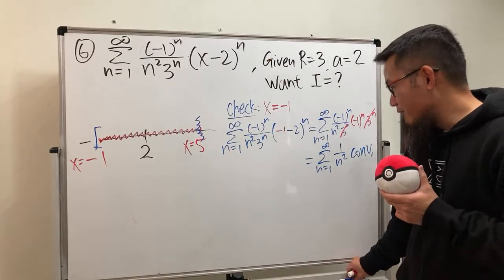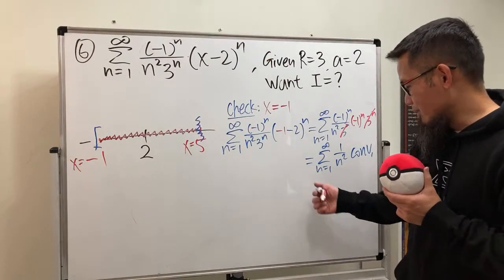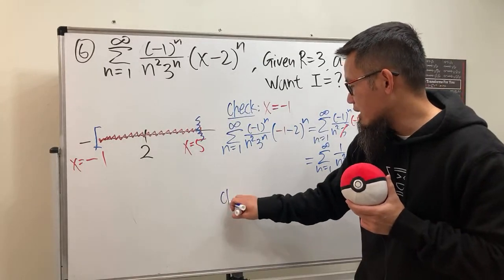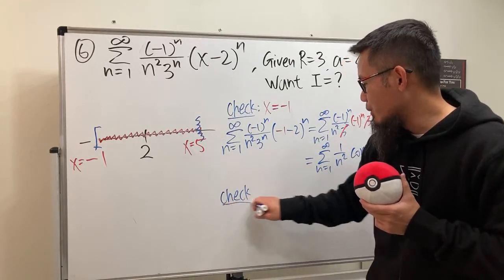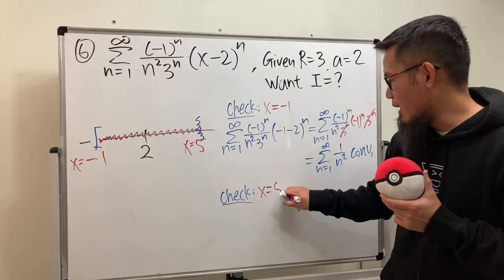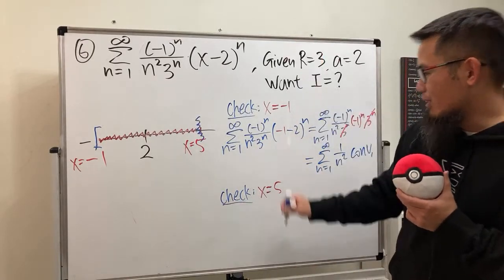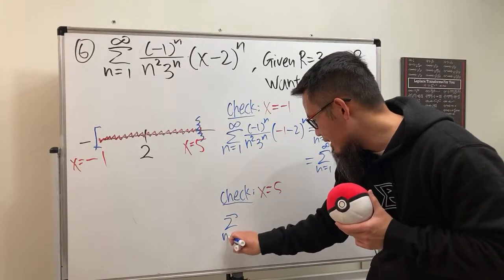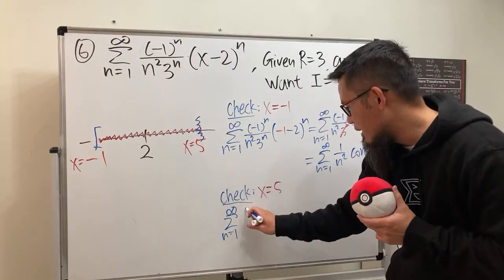Well, for 5, do the same thing. So I'll put it down right here. We are going to check when x is equal to 5. Put the 5 in there. So we are looking at the series as n goes from 1 to infinity.